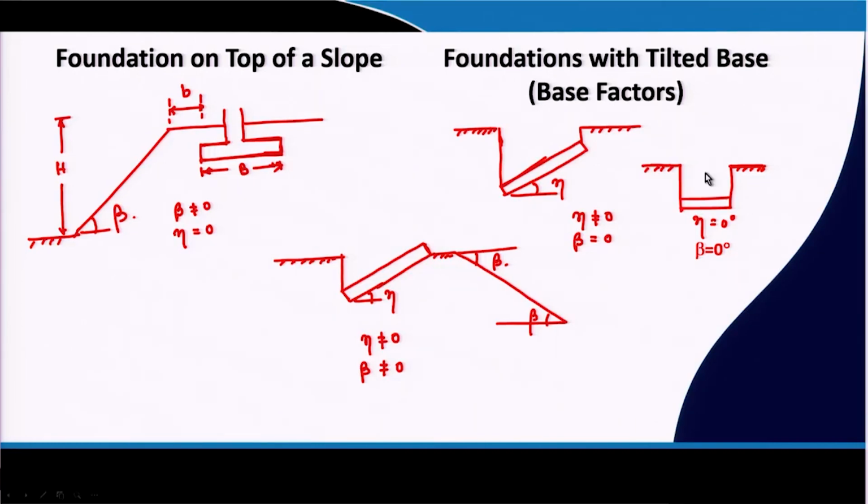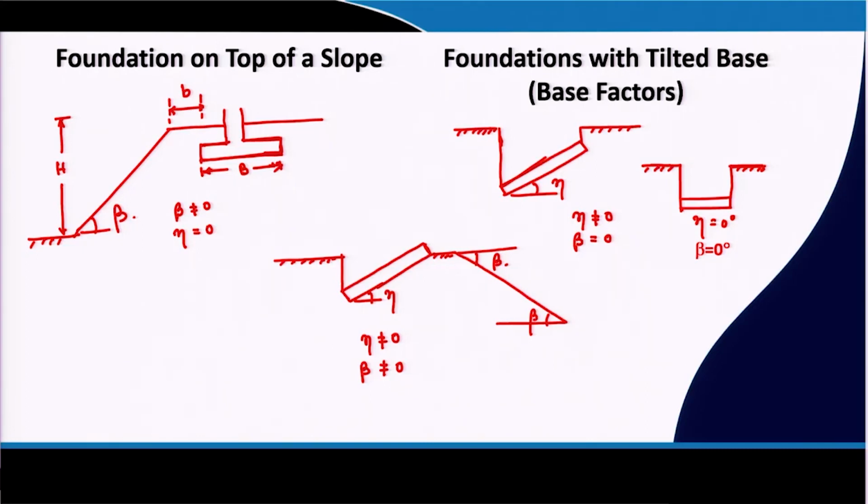This is the first case where the eta value, that means the tilting base eta value, is 0, and beta is also 0. Beta means the sloping angle. So, that means it is no base tilt, no slope. Then case 2 where the eta value is not equal to 0 but beta is 0. That means it is not a sloping ground, but the foundation base is tilted.